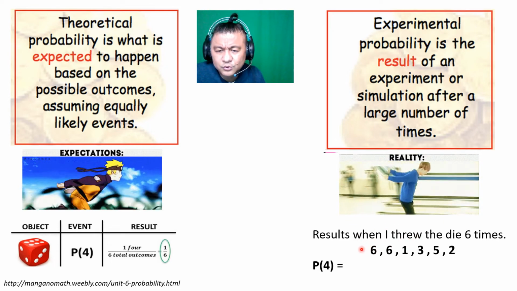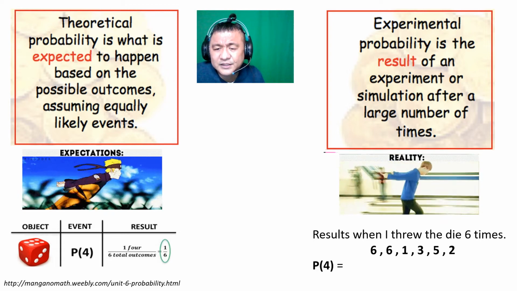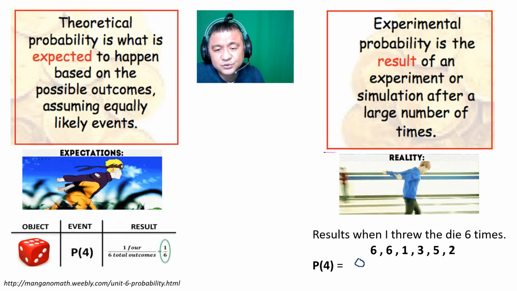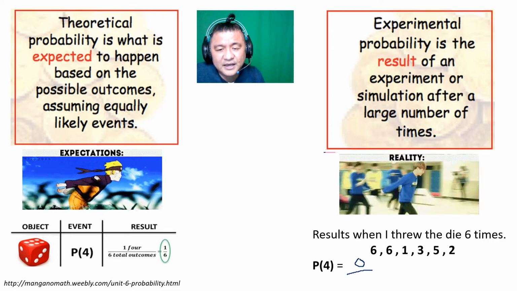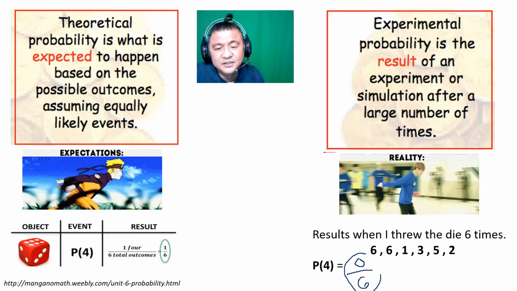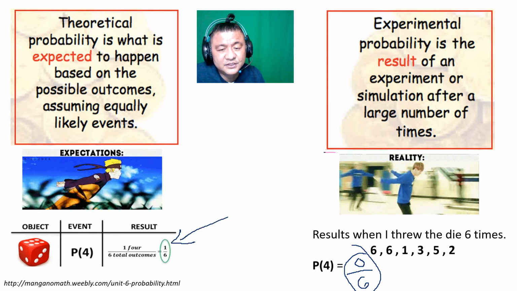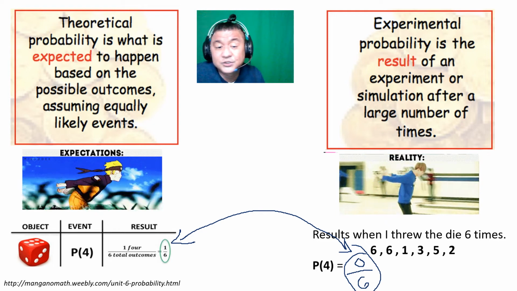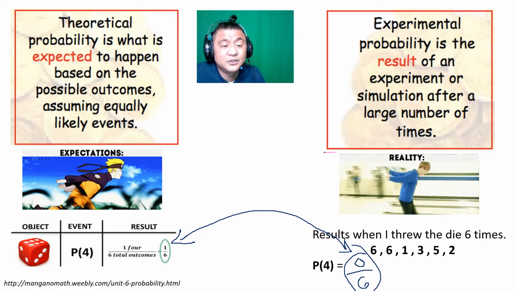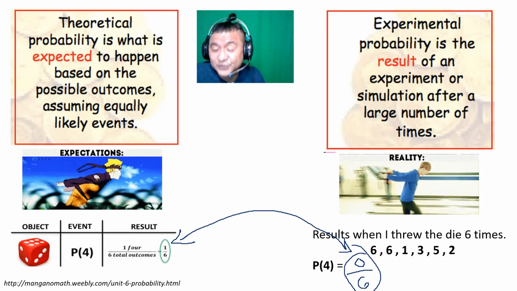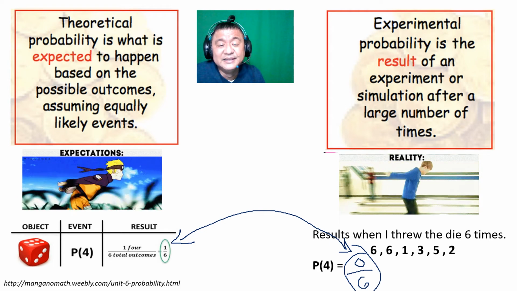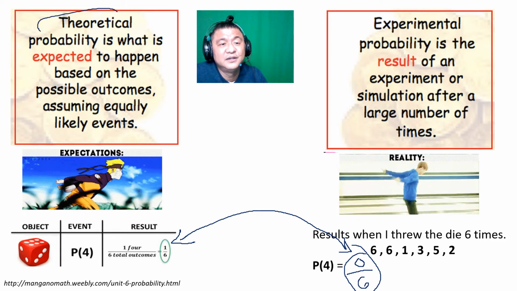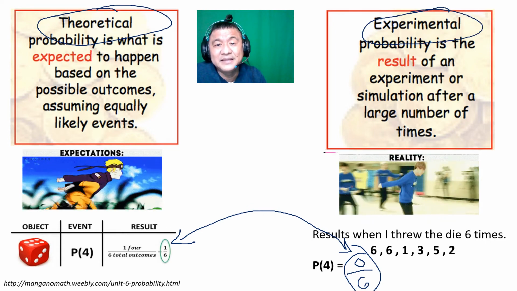Now, when those are the results, did 4 actually come up? No, 4 wasn't there. And the actual result was 0 out of 6. We were expecting 1 out of 6, but in real life, what did we get? 0 out of 6. There's no guarantee that your theoretical will happen in real life. Bottom line, the theory may be different from the experimental.